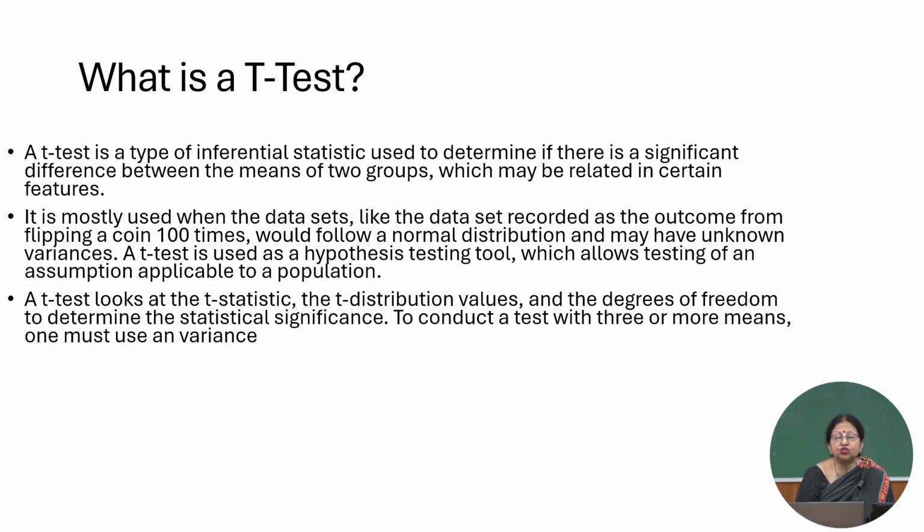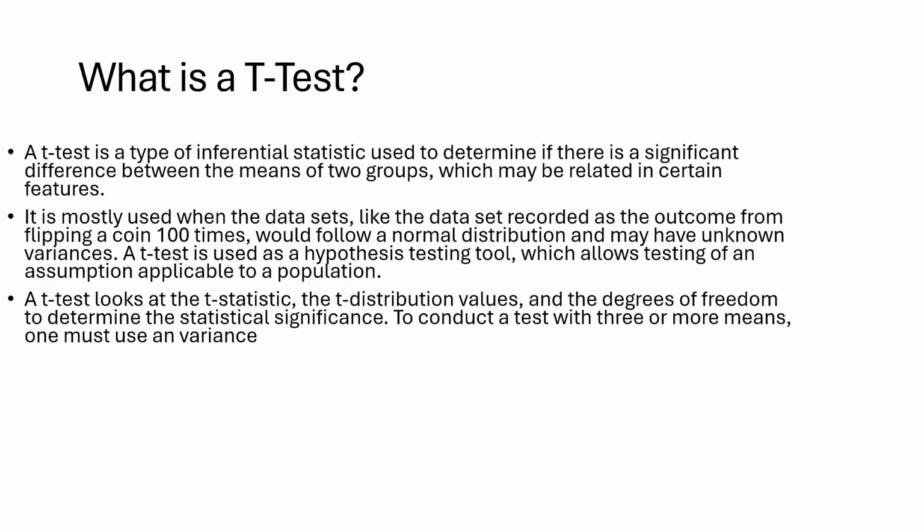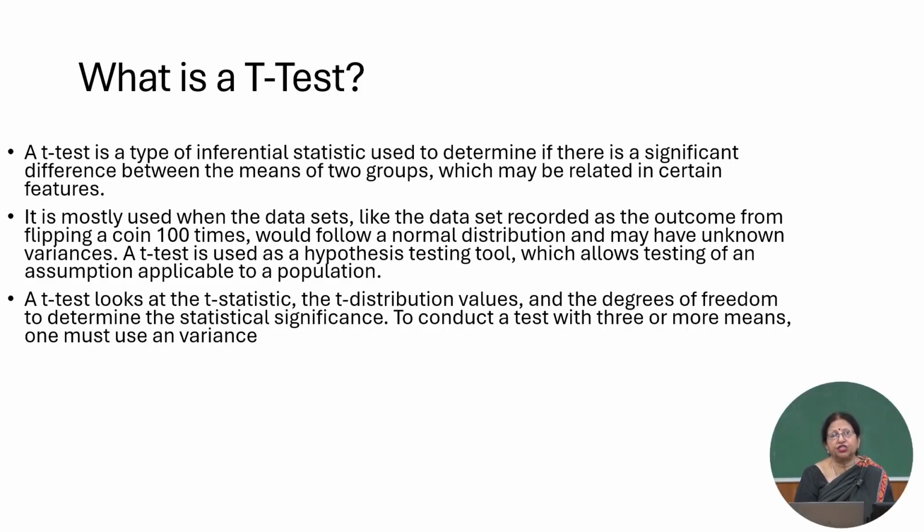A t-test is used as a hypothesis testing tool which allows testing of an assumption applicable to a population. A t-test looks at the t-statistics and the t-distribution values and the degree of freedom to determine the statistical significance. To conduct a test with three or more means, one must use a variance.